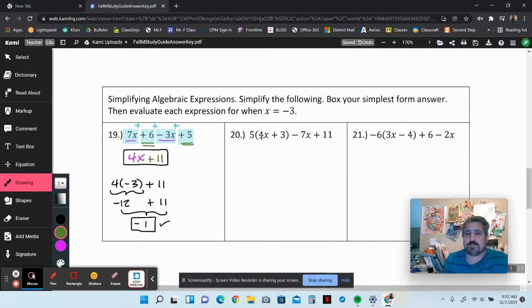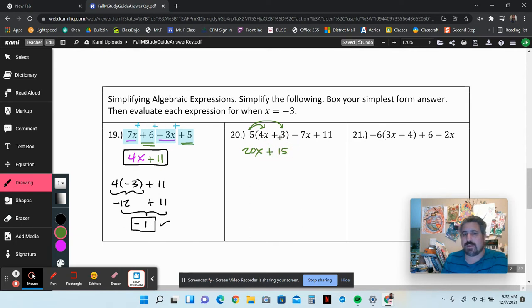So this is 5 groups of 4x's and 3 units. So that's 5 groups of 4x and 5 groups of 3 units. So I like to say taste the rainbow for that, right? Make sure you multiply through all the terms inside the parentheses by the outside factor. So 5 times 4x is going to be 20x's. 5 times positive 3 is going to be positive 15.